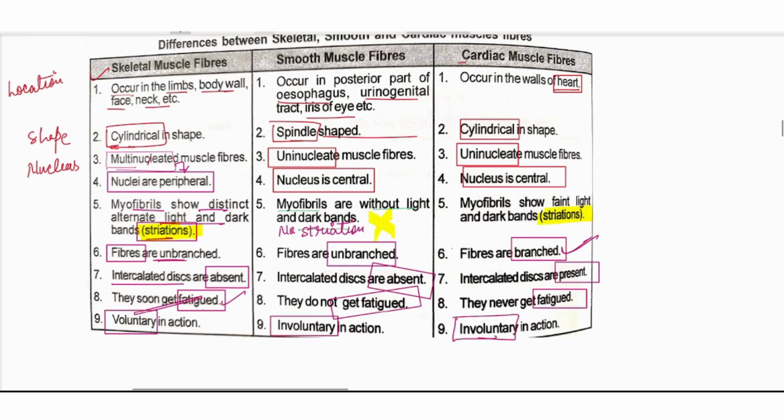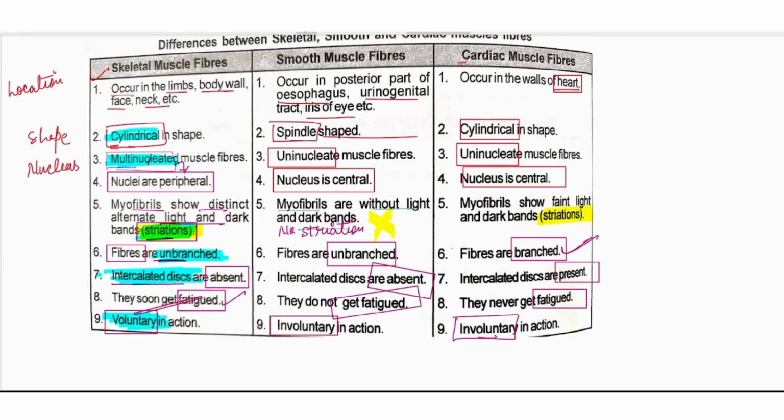So I will highlight the terms which will help you in reading the points: their shape is important, their nucleus condition is important, their nuclei being at the periphery, striation is very important, and their branching pattern is important, as well as the intercalated disc, because the intercalated disc is present in the heart muscles only, so you can understand it very easily. Okay, and their voluntary and involuntary part. So you should know these few basic differences in all the three. Okay, so that will help you.